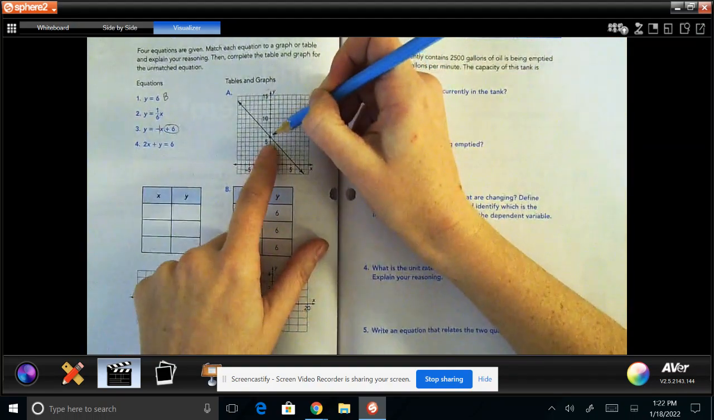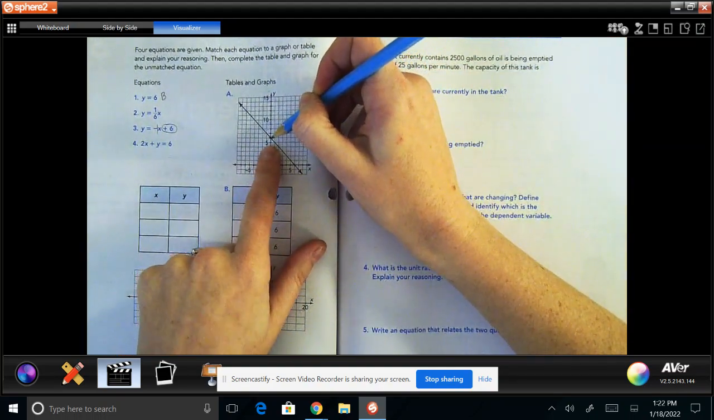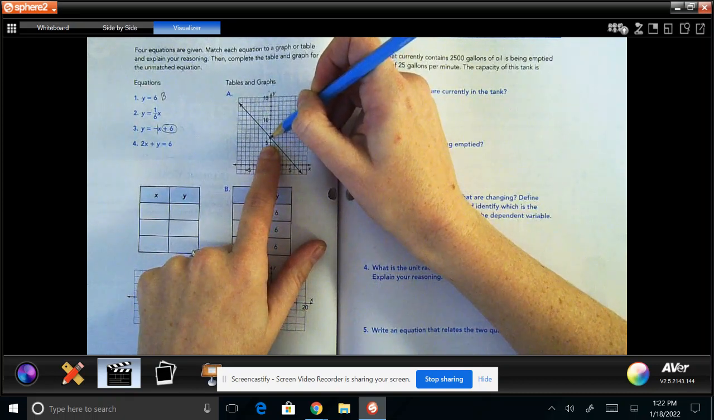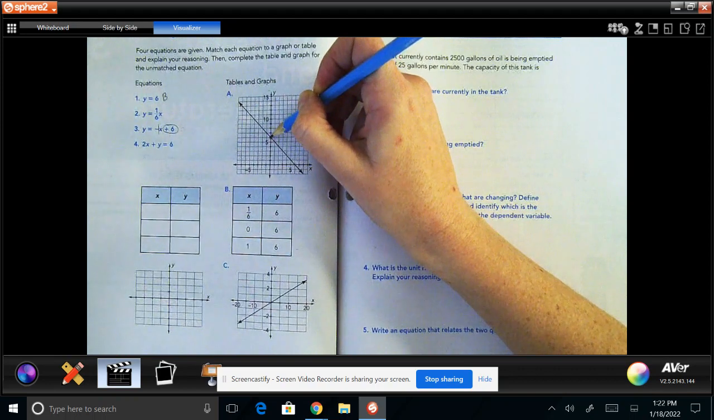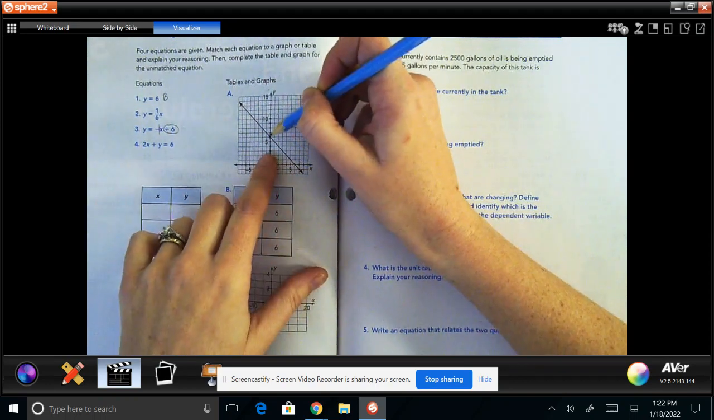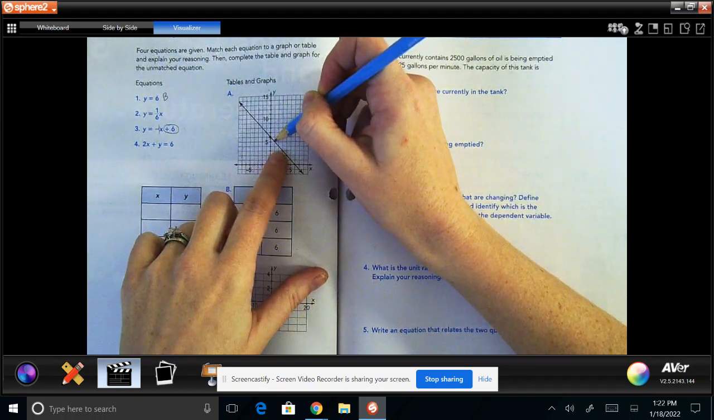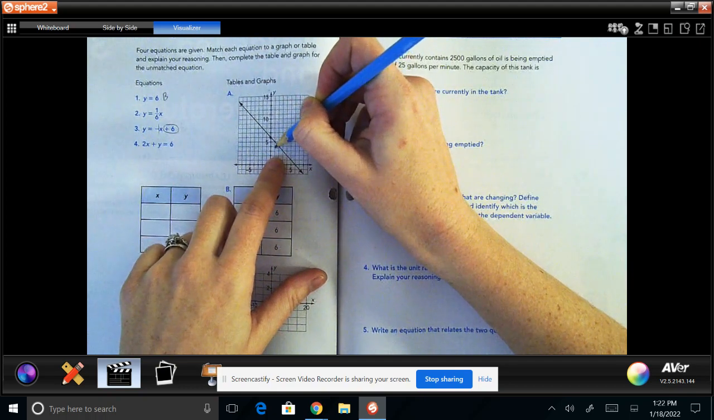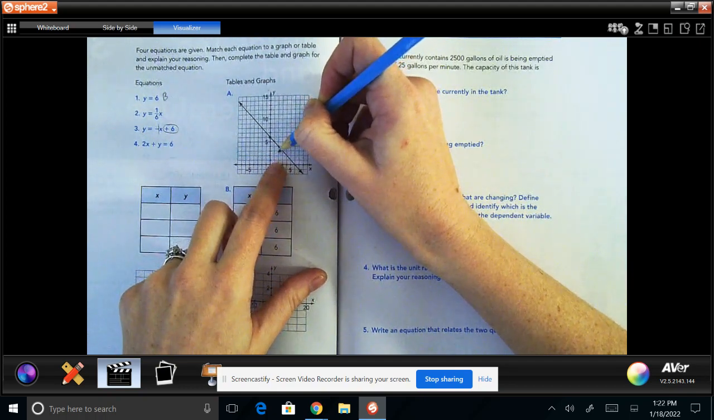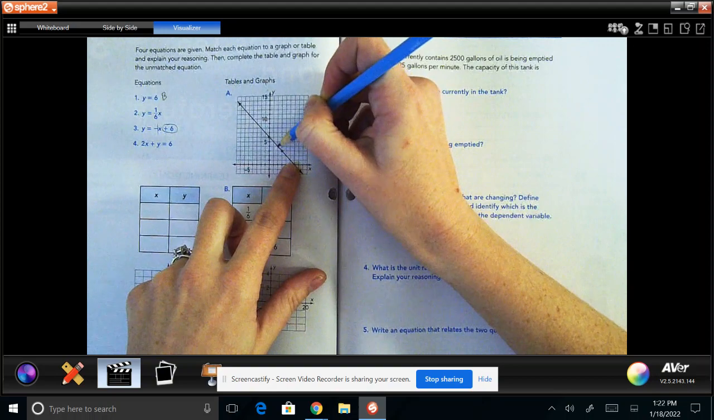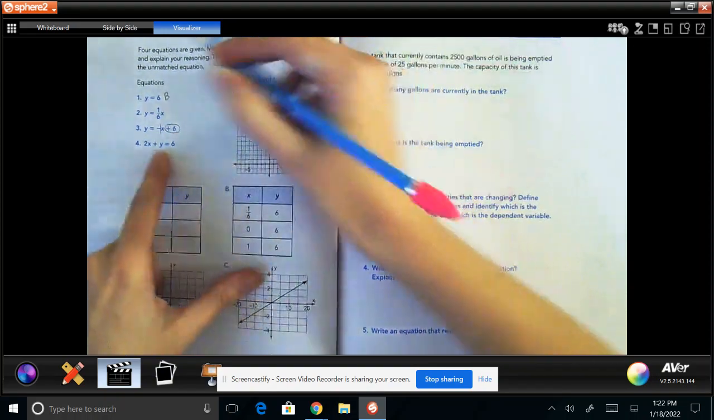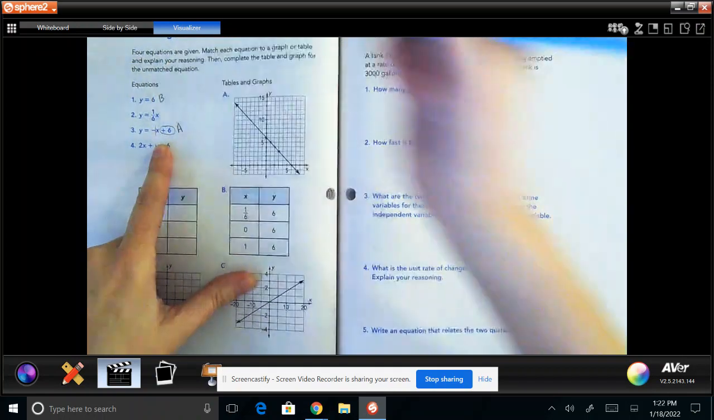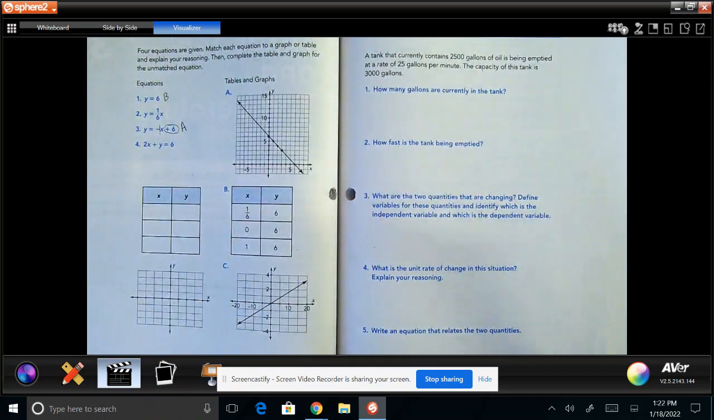So when I'm looking at my graph, I'm checking to make sure that the rate of change is a negative 1. If I go down 1 over 1, down 1 over 1, down 1 over 1, I stay on this line. So this graph does match equation 3.